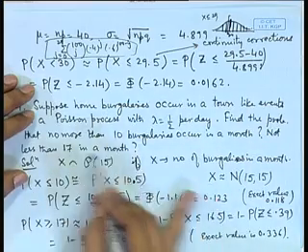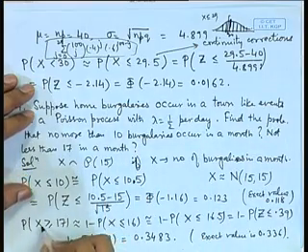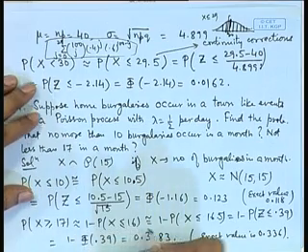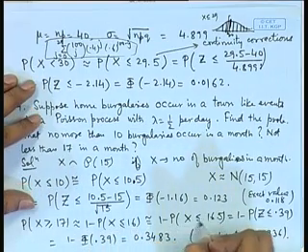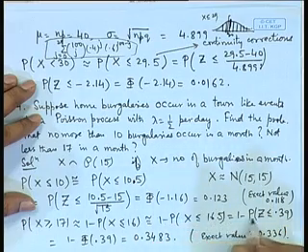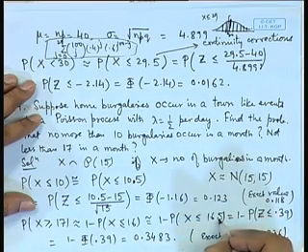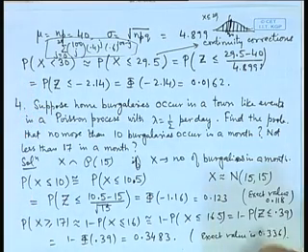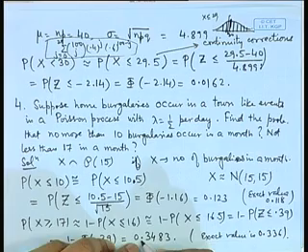Similarly, not less than 17 in a month, that is probability x greater than or equal to 17, which is 1 minus probability x less than or equal to 16, or 1 minus probability x less than or equal to 16.5. That is the continuity correction. After shifting by 15 and dividing by root 15, it becomes 0.39, and from the tables of the normal distribution we can see that 0.3483 is the value.